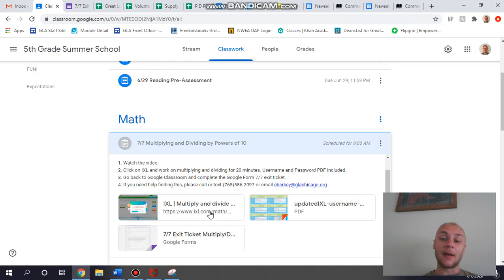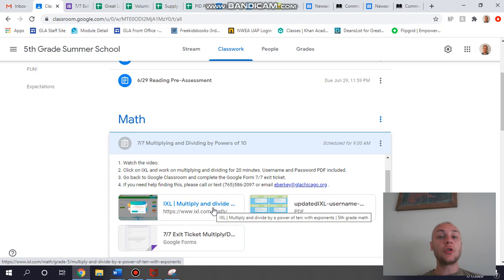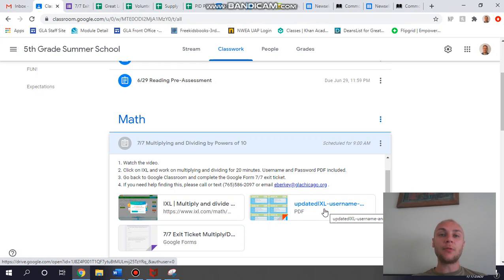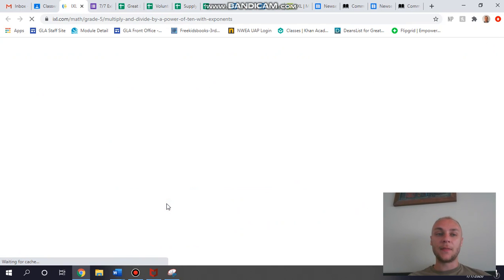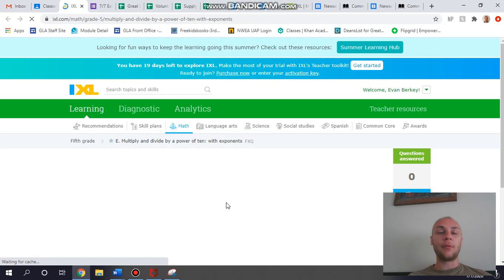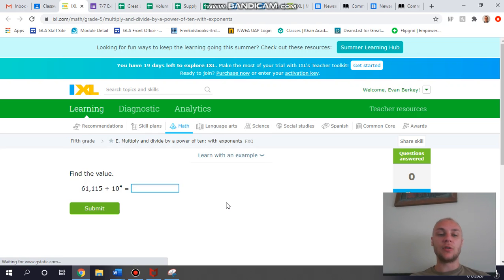Then you need to click on IXL. IXL is right here. This is what you will click on. If you need your username and password, you can click here on the updated IXL username and password. A couple people have asked me what their username and password are, like Michelle asked me yesterday. That's a-okay. If you don't see yours on the list, please just shoot me a text or an email and I'll get it to you by the end of the day. Please go ahead and click on IXL. And then we're going to go through a couple of these problems together, and I'm just going to show you what you need to do.